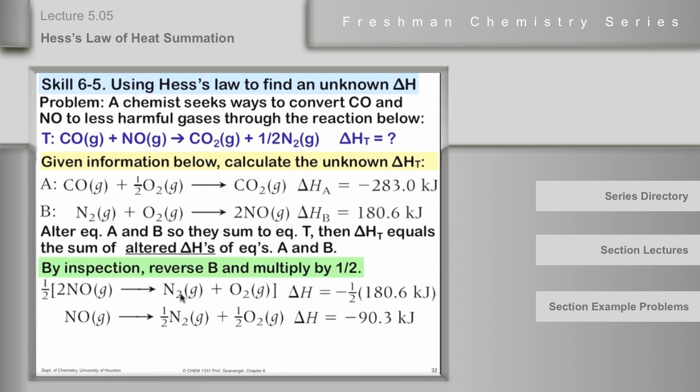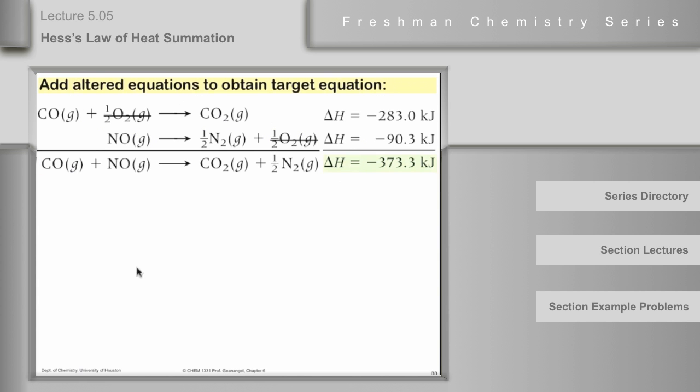We turned it because we need the NO as a reactant, and we divided by 2 to get the amount of NO right. We need 1 mole of NO, not 2 moles of NO. Okay, so if you're comfortable with that, what I propose to do is to add this altered B equation to the A equation. All that's on the next slide.